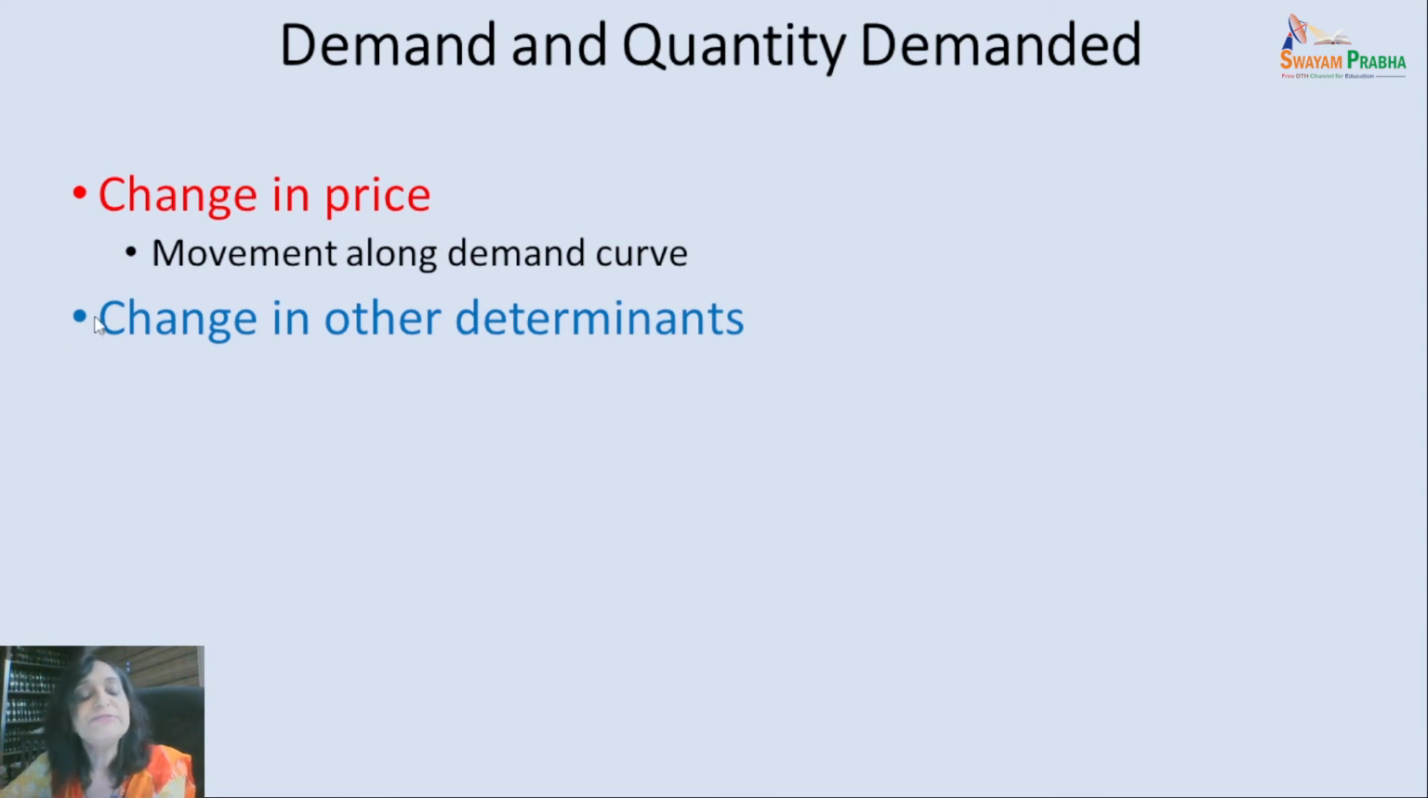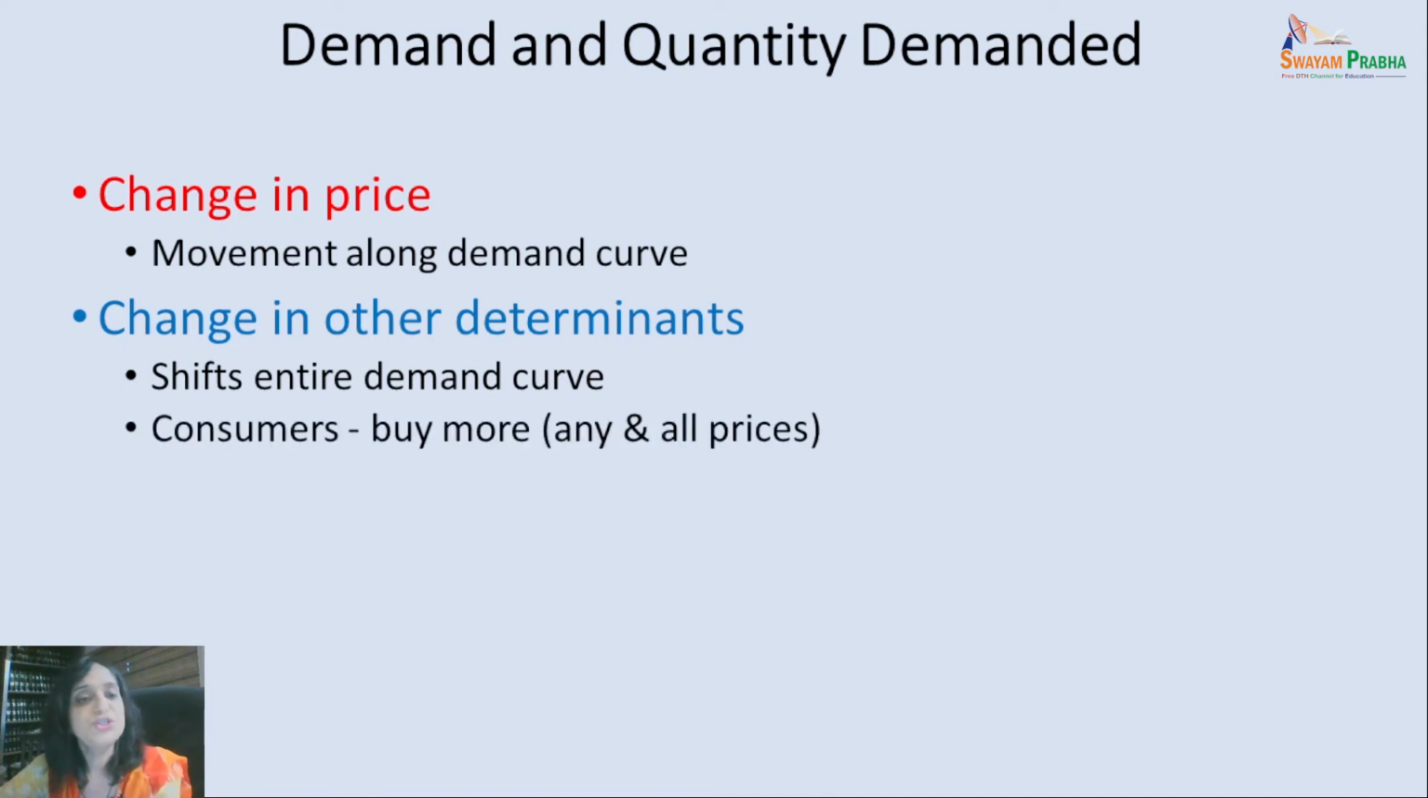Whereas, if there is a change in other determinants, what are those other determinants? It may be the change in income, it may be the change in price of related goods, it may be the change in your taste and preferences, it may be the change in population. So when other determinants except price change, we will see that the entire demand curve will shift.